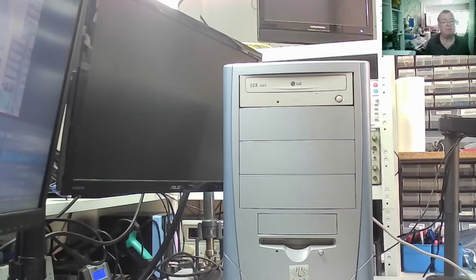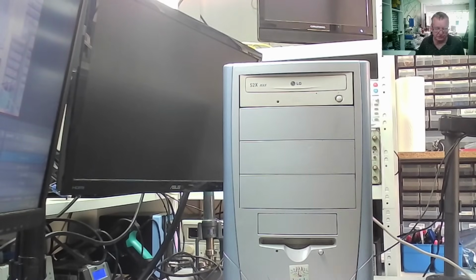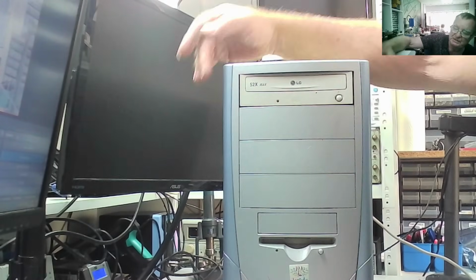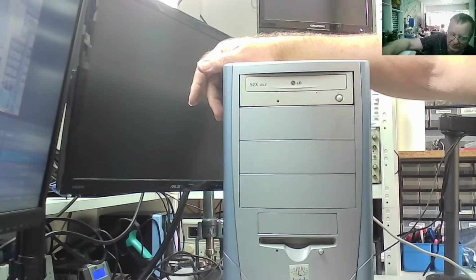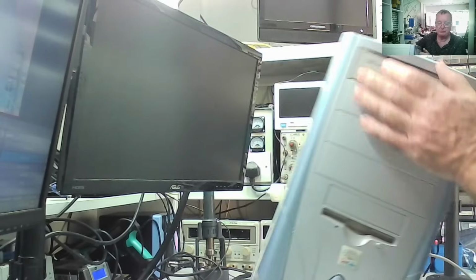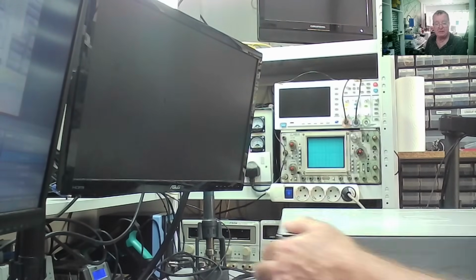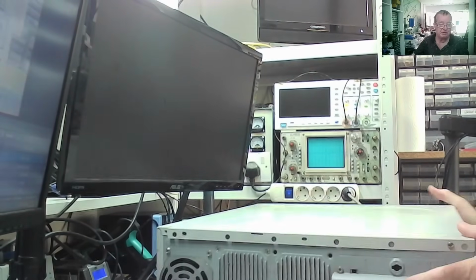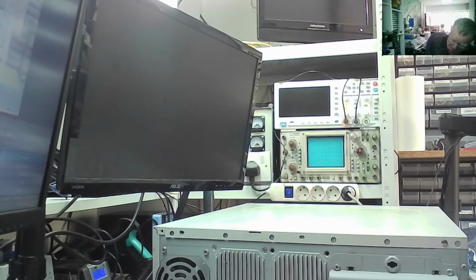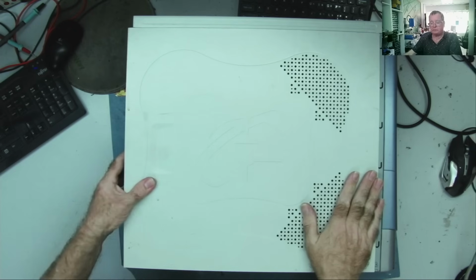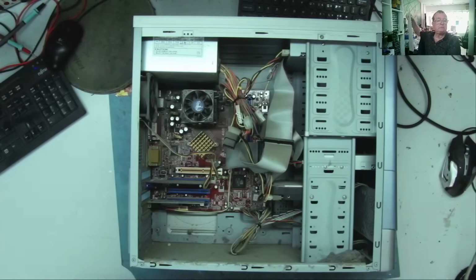52x CD-ROM. So the fact we have the 2 USBs and the CD-ROM makes me suspect this is another one from maybe the Pentium 3 era, something like that again. Pentium 2, Pentium 3. Could be a P4 actually. Could be something else like an AMD machine, of course. Let's have a look. Okay. Well.